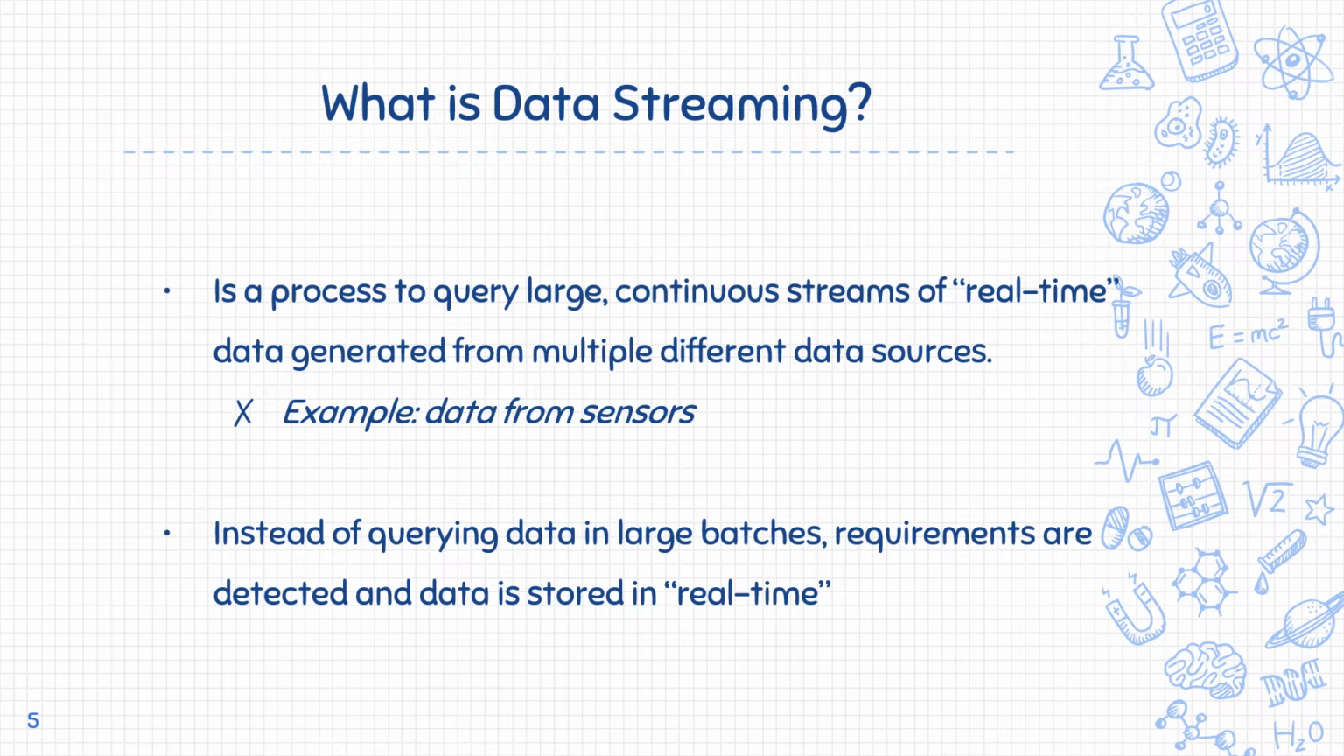Data streaming is a process used to query continuous streams or sequences of data. Instead of returning query results in large batches, conditions are quickly detected and data is continuously queried and returned in real time.